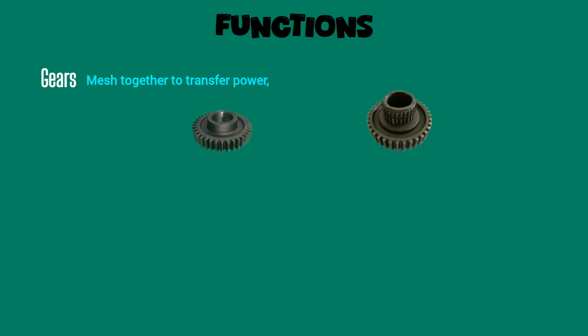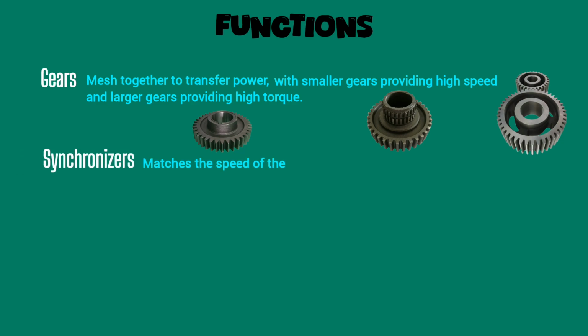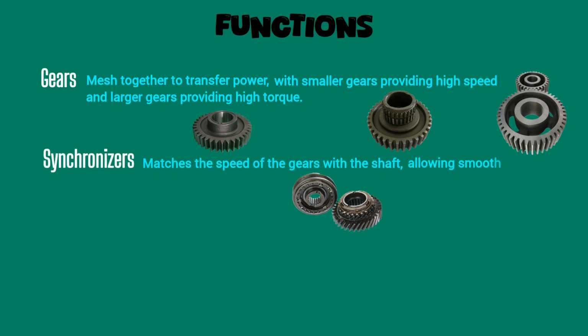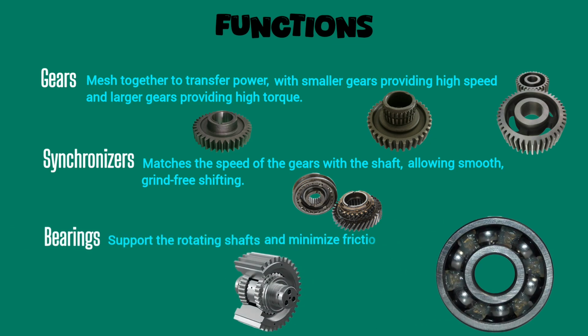Gears: mesh together to transfer power, with smaller gears providing high speed and larger gears providing high torque. Synchronizers: match the speed of the gears with the shaft, allowing smooth, grind-free shifting. Bearings: support the rotating shafts and minimize friction.